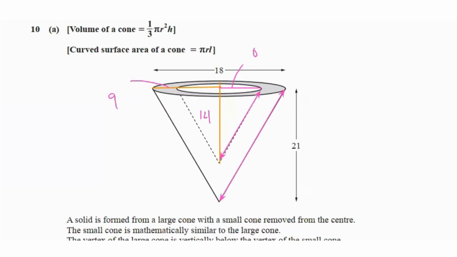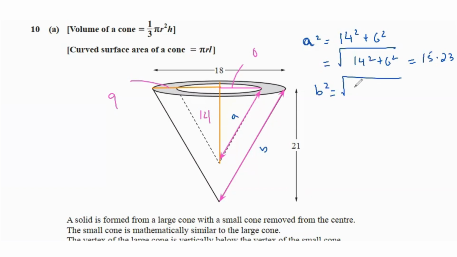So for the bigger cone, I'll call this A, and call this B. So A square is going to be 14 square plus 6 square, and square root of that is going to give us 15.23. Then for B square, I'm going to do square root of 21 square plus 9 square, and that is going to give us 22.84.